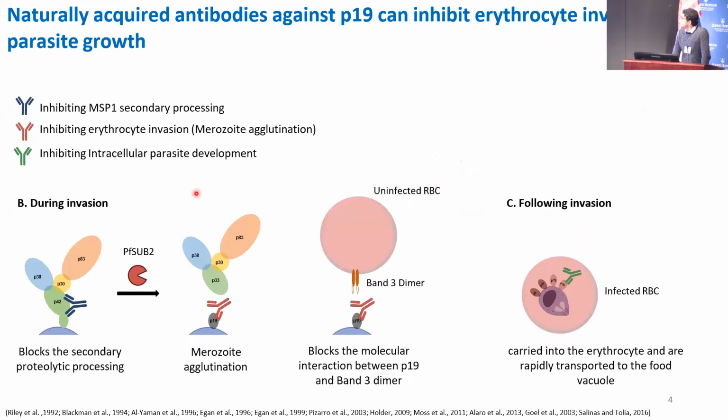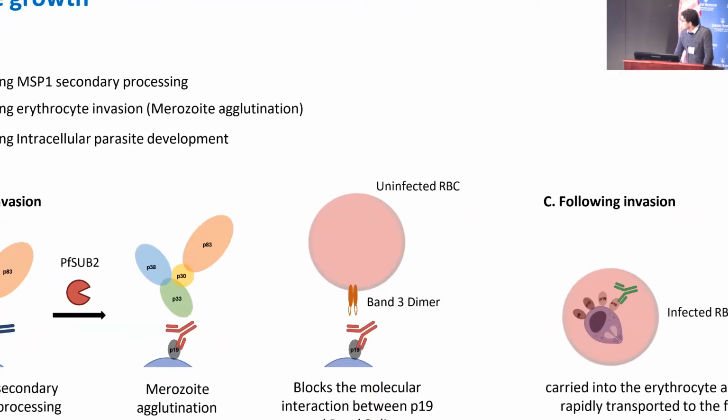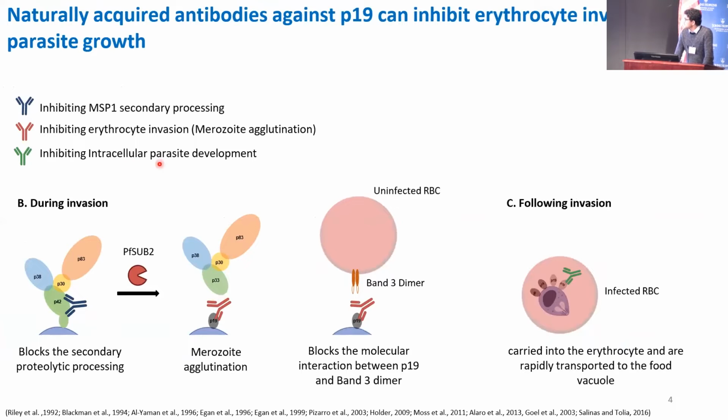Three mechanisms can be proposed based on growth inhibitory activity assays and proteolytic processing based assays. In the first mechanism, antibody binds to P19 in a way that it blocks the secondary proteolytic processing. In the second mechanism, antibody binds to P19 in a way that it results in merozoite agglutination, or in another one, it blocks the interaction between band 3 dimer and P19. And in the third mechanism, antibody bound to P19 on the erythrocyte is internalized and stops the intraerythrocytic parasite development.